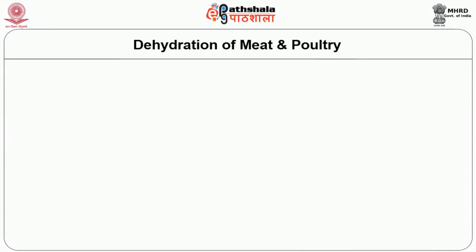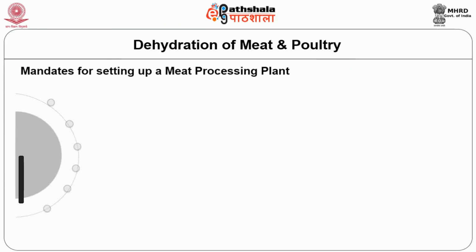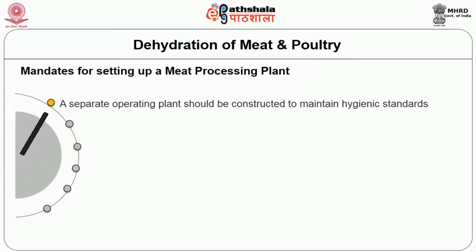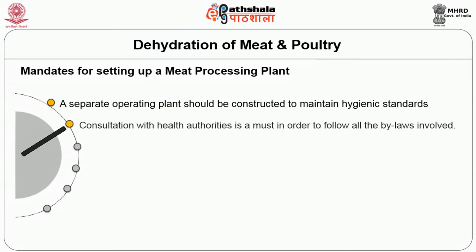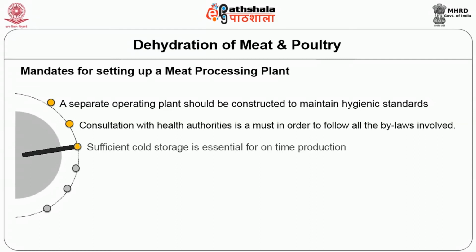Let us discuss about the dehydration of meat and poultry. The mandates for setting up a meat processing plant would include a separate operating plant to be constructed to maintain hygienic standards. Consultation with health authorities is a must in order to follow all the bylaws involved. Sufficient cold storage is essential for on-time production.